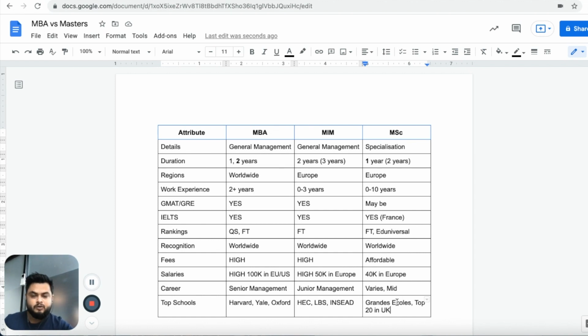But once again, summarizing, MBA is for people who have more than 2 years of work experience. MIM is for people who have less than 3 years of work experience. And MScs, irrespective of the work experience, depend on your interest in the job that you want to do or the area that you want to have a career in or want to study. So if you want to go for a specialized study, go for an MSc. If you want to go for general management, go for an MBA or MIM.